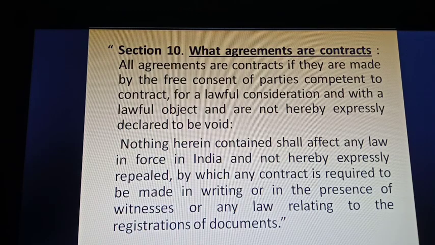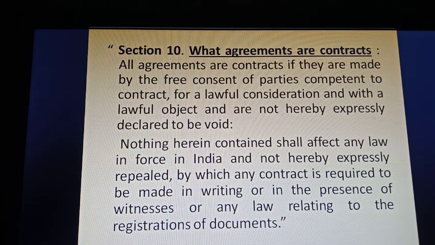So let us study the first para. All agreements are contracts if they are made by the free consent of the parties, and the parties must be competent to contract, for a lawful consideration and with a lawful object, and are not hereby expressly declared to be void. If all these elements are fulfilled in any agreement, then that agreement must become a contract.